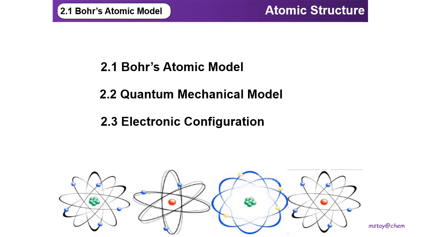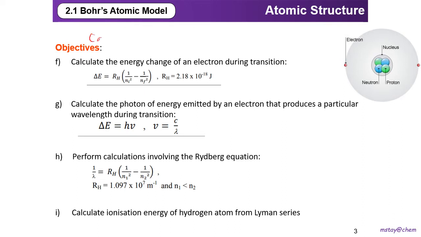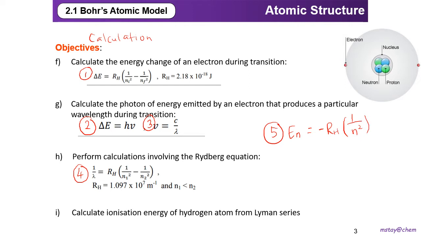Today we're still in Chapter 2.1, Bohr's Atomic Model, which we will focus on calculation. These are the formulas that you are supposed to remember: first, second, third, and fourth formula. Don't forget, last video we learned one formula: energy at a certain energy level, En equals negative RH times 1 over n squared, where RH, the Rydberg constant, is 2.18 times 10 to the negative 18 joule.